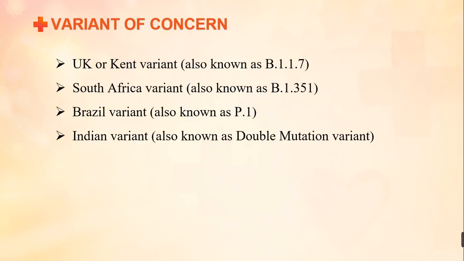Okay, so what are the variants of concern? There are thousands of variants of the coronavirus right now, but which are the variants of concern? Here: the UK or Kent variant, also known as B.1.1.7; the South African variant, also known as B.1.351; the Brazil variant, also known as P.1; and the most dangerous or most troublesome variant in our world right now, the Indian variant, also known as the double mutation variant.